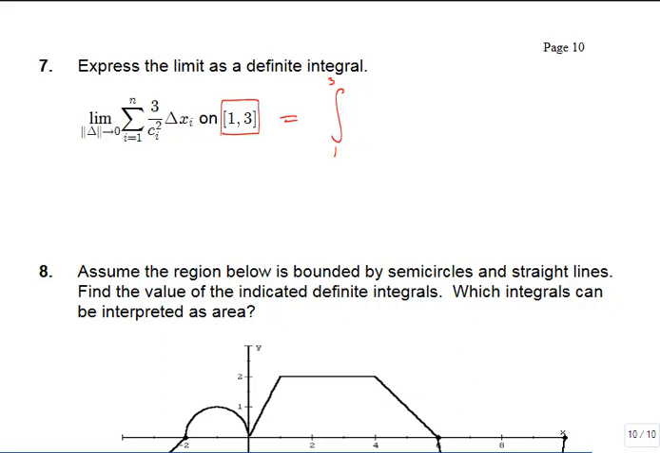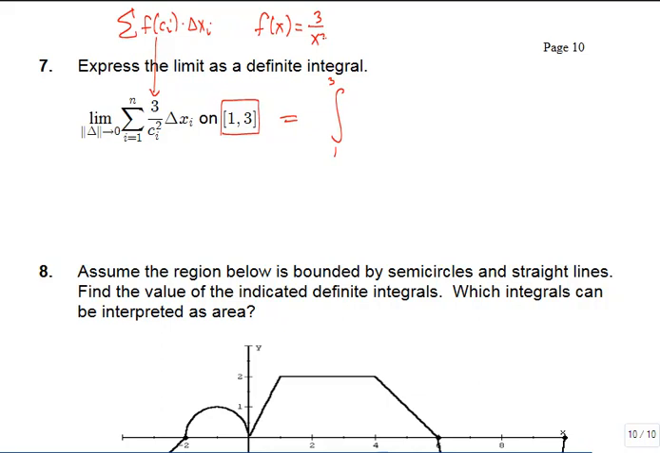The next thing we need to figure out is what function it is that we're using here. And remember, for your Riemann sum, you're taking the sum of those f of c sub i's times those delta x sub i's. These are your heights of your rectangles. These are your widths. So what function is it that we're using if after I plug in c sub i I get 3 over c sub i squared? What must my function f of x be? Well, it's got to be 3 over x squared. So that if I plug in c sub i for x, this becomes 3 over c sub i squared.